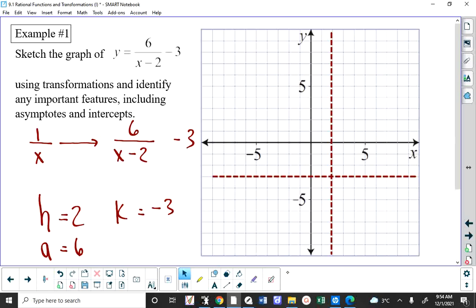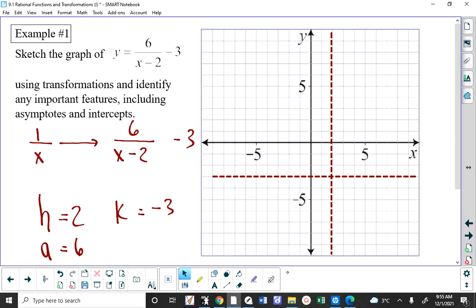I'm telling you that the asymptotes will always be related to h and k. And I got to think about this, which means you should have to think about it. The vertical asymptote is always going to be located at x equals h. The horizontal will always be located at y equals k.